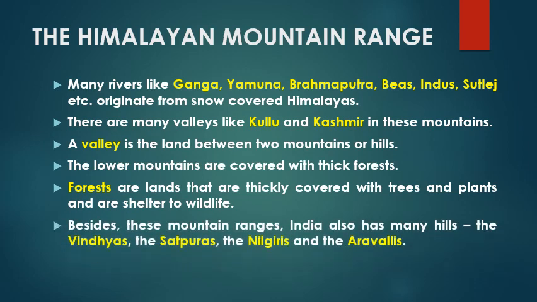Besides these mountain ranges, India also has many hills. So how are hills different from mountains? Hills are not that tall. They are not as high as mountains. They are the smaller ones. So what are the hills that we have in India? The Vindhyas, the Satpuras, the Nilgiris and the Aravalis.